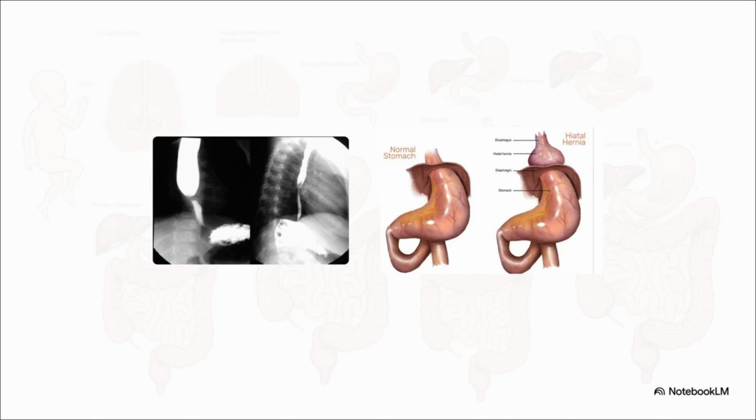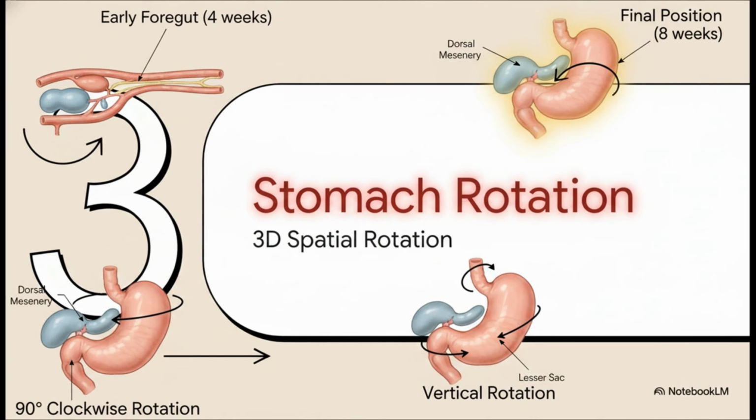Compare that to a congenital hiatus hernia. Remember a minute ago when we said the esophagus has to lengthen rapidly? Well, if it fails to lengthen enough, it physically pulls the stomach right up into the esophageal hiatus, poking through the diaphragm. All right, Section 3.